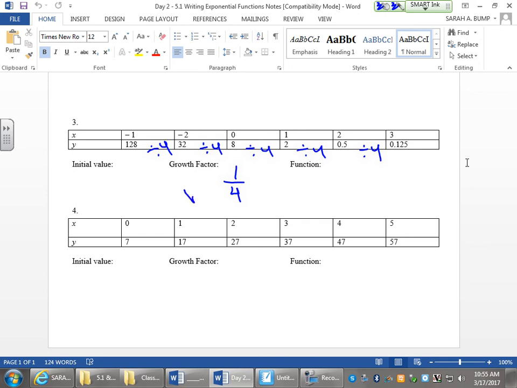So dividing by 4 is the same thing as multiplying by 1/4. Okay, that's our b value, which makes sense. The b value is between 0 and 1, which is why this is a decay function, because the y values are getting smaller. It's decaying, and the b value is a fraction. What will be the initial value? 8, yep. So our equation is y equals 8 times 1/4 to the x.